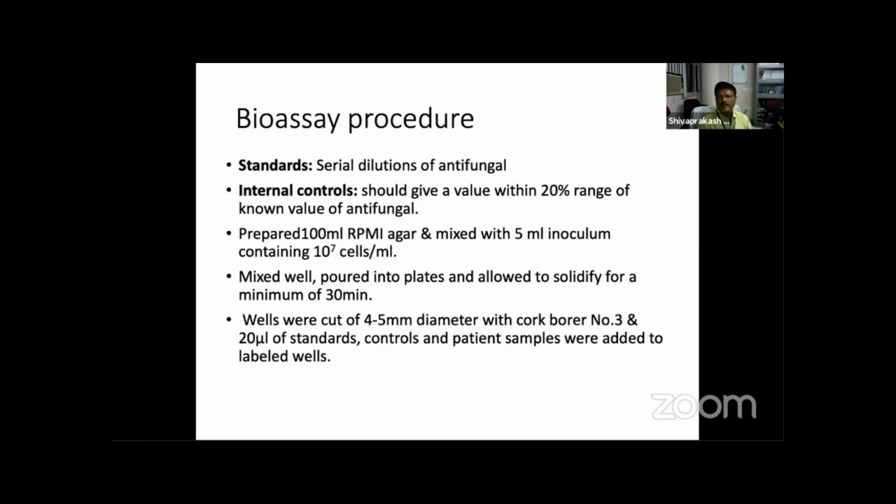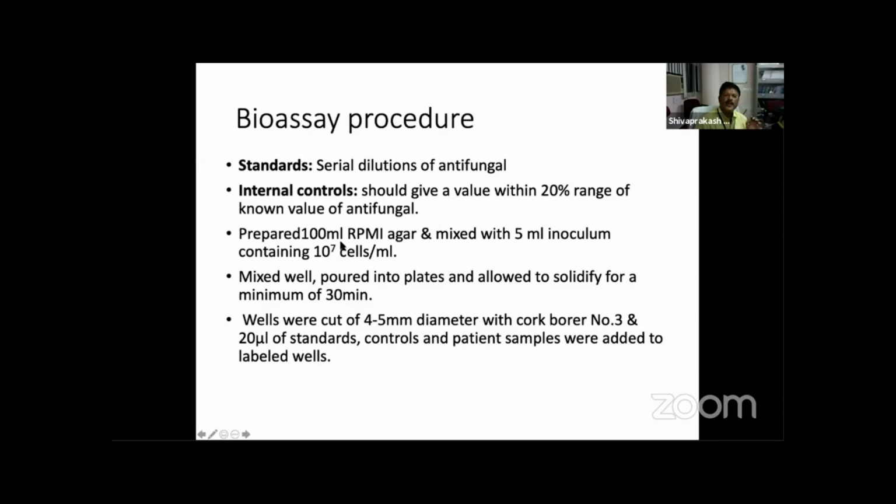You should have the antifungals as standards, because you need to first plot a standard graph. For example, if you are using voriconazole, you take it at different concentrations: 1 microgram per ml, 2, 4, 8, 16 micrograms. Then you see the zone of inhibition on one side and concentration on the other, and plot a graph. You should also use internal controls, for example an already known sample of a given concentration.